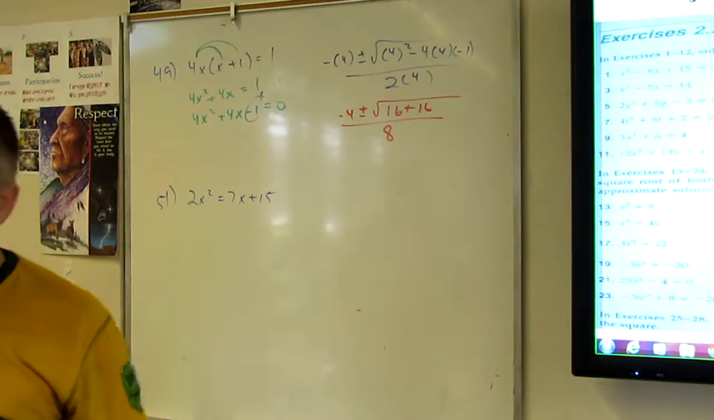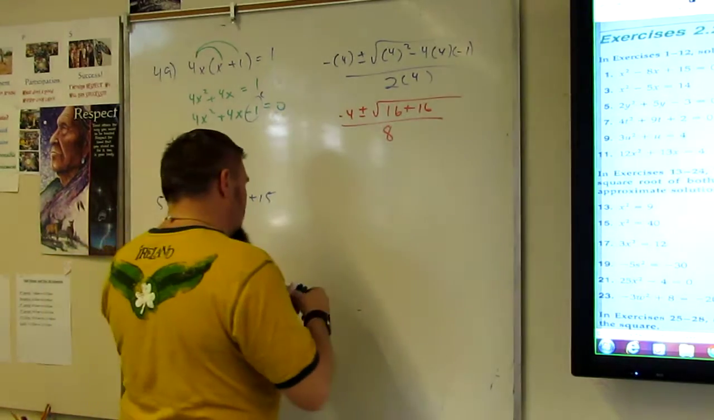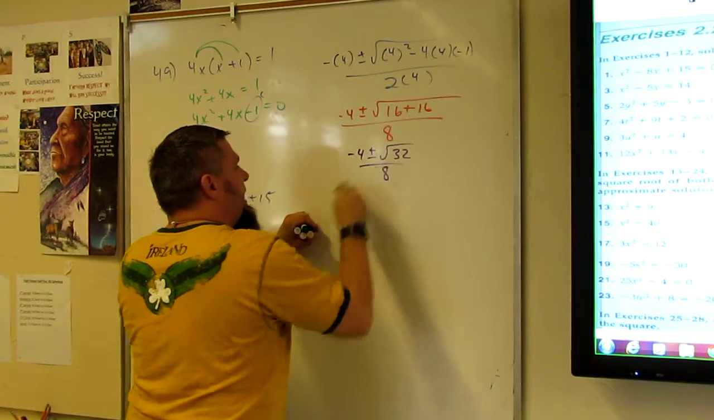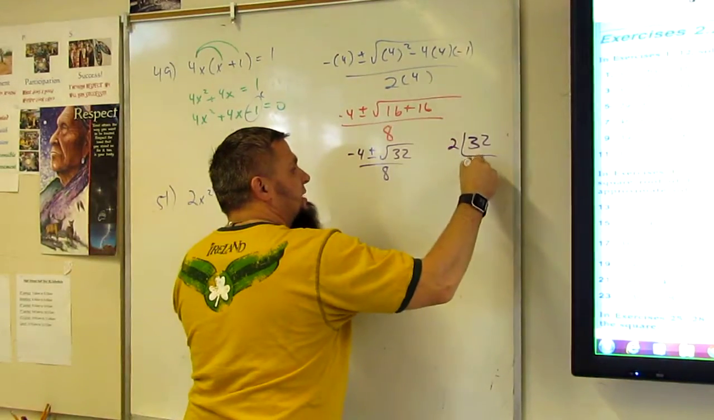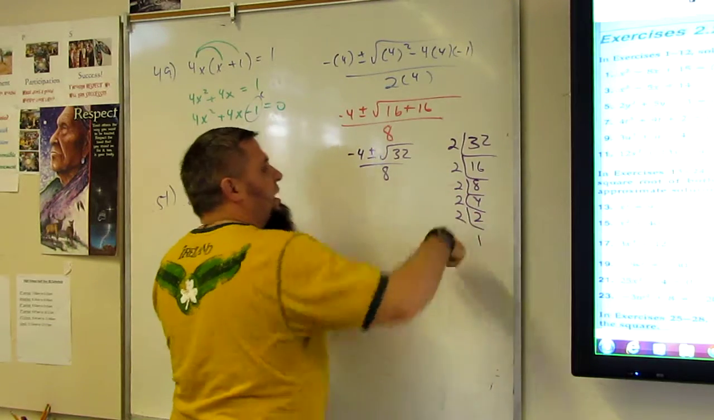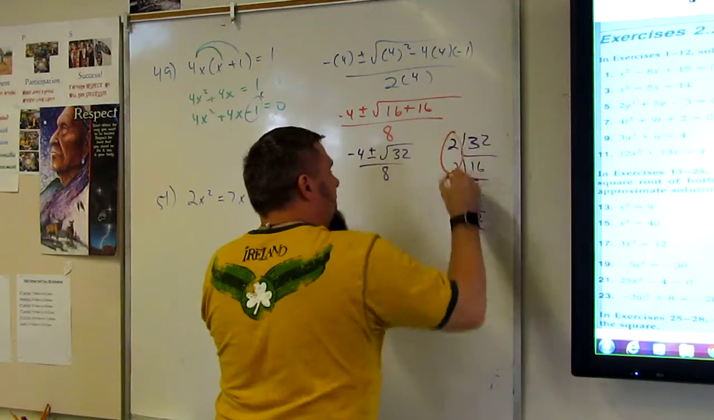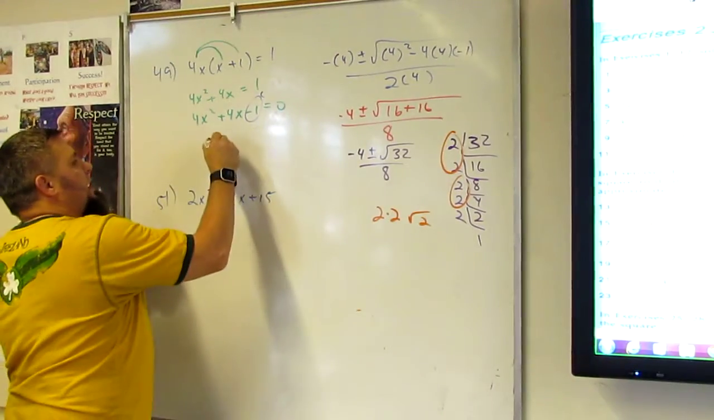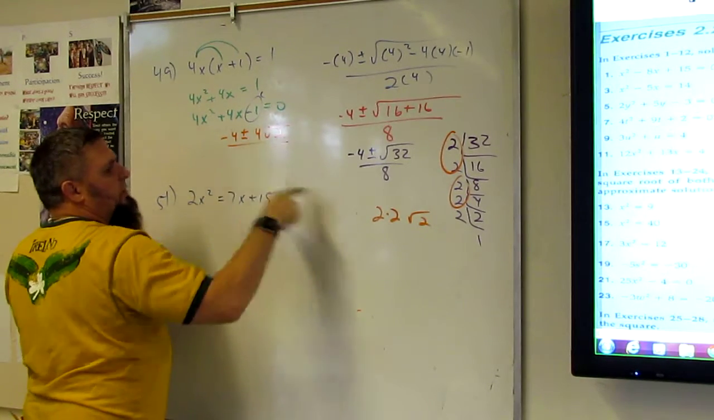And then what is 16 plus 16? -4 plus or minus the square root of 32 over 8. So then I just break down 32: 2, 16, 2, 8, 2, 4, 2, 2, 2, 1. There's 5 2's, right? Now I'm going to pull out 1 two and leave in a 2. So I've got -4 plus or minus 4 square roots of 2, all over 8.